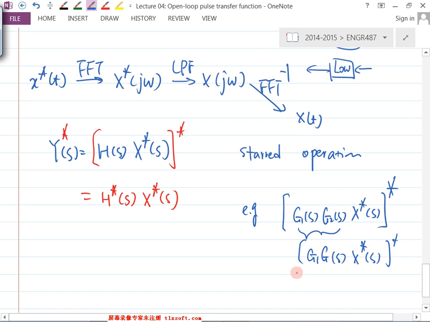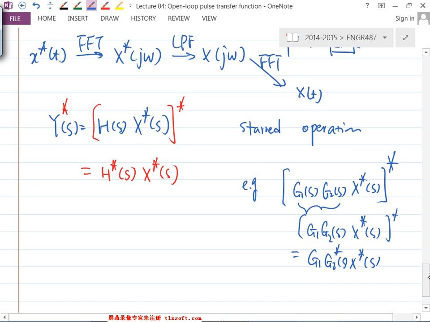Okay, and then you get g1 g2 star x star. Is that good? Okay, that's what you need to be careful for, right? So coming out of here, now you see I have everything in terms of star now, right? Everything in terms of star.